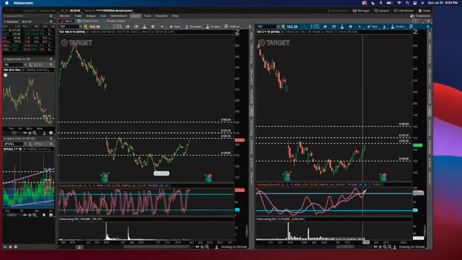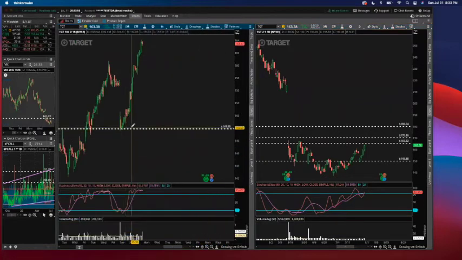Stochastics looks like it's starting to get oversold. So this is not where I would get in, honestly. Your entry would have wanted to be closer to here, and that was a very nice move up. So that's how I would have played this.